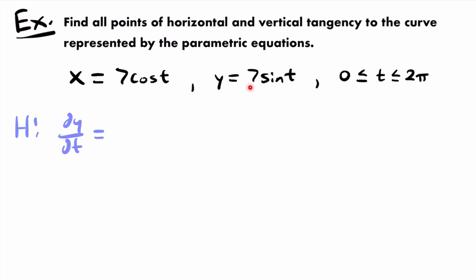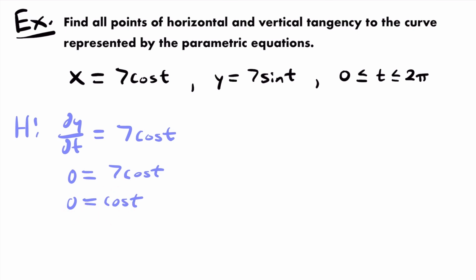So let's take the derivative of y with respect to t. We have 7 times sine t, and the derivative of sine is cosine, so dy dt will be 7 times cosine t. All right, so let's set that equal to 0. We'll have 0 is equal to 7 times cosine t. We can divide both sides by 7, and we'll just have 0 is equal to cosine t, because 0 divided by anything except 0, of course, is 0. And now we just have an equation, 0 is equal to cosine t.